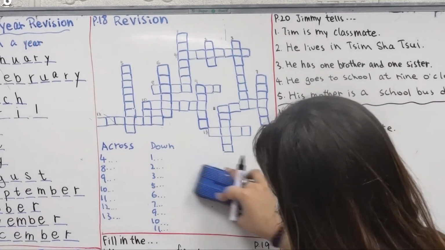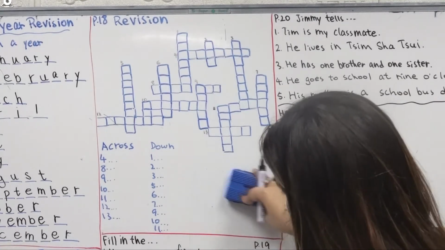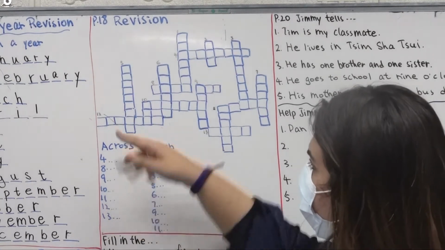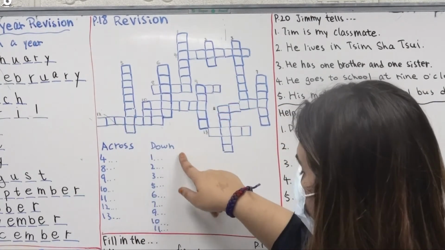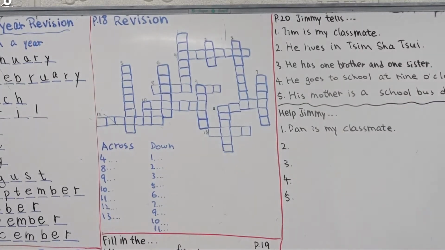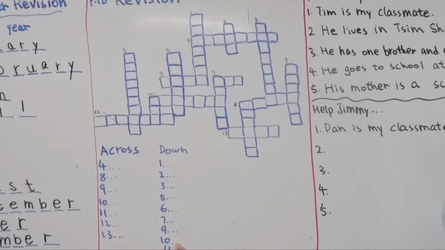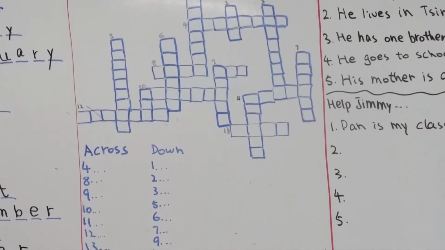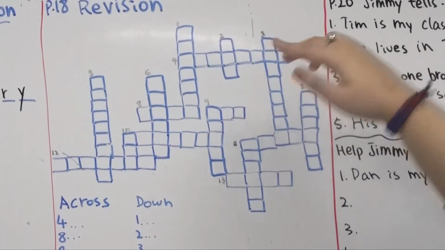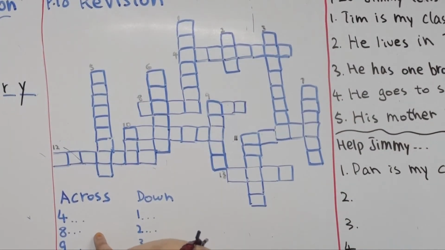So we have done the crossword before, right? I think you know how to do it. Across means here, and then down means it goes like this. We will do across first, okay? Across number 4, where is across number 4? Across number 4 is here. Let's read the sentence together.